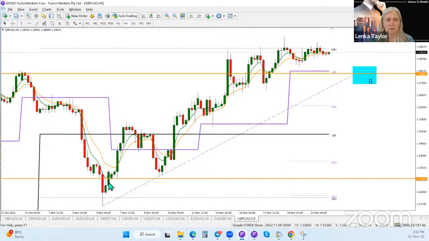Otherwise, if there is a break back below, showing us a false break with candle closing below, and then a retest of that level, then would be looking to go short on that. All right, so that is all the currency pairs for this week.